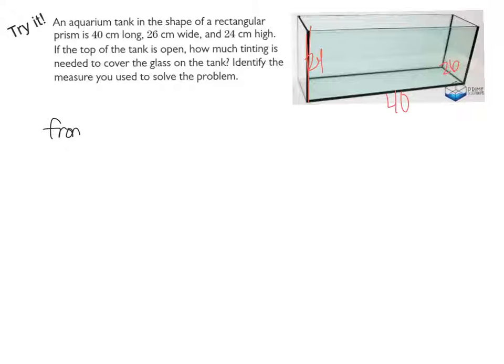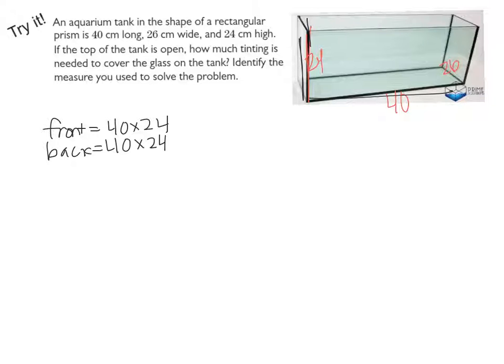So if I have 40 times 24, but remember it's the front and the back, I want to write this a different way. I'm going to do the same problem. The front equals 40 times 24. The back is also 40 times 24. Okay? Because if I'm looking at the tank, I found the front, base times height, and it also gives me the back of the tank.